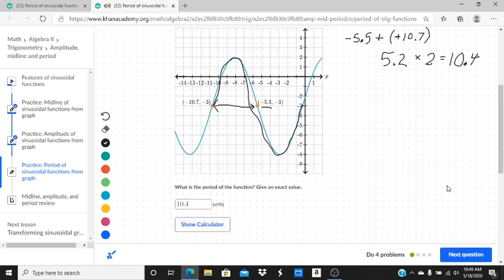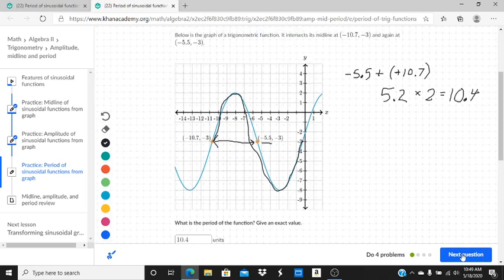Look at that, we've got energy points. Today is a good day. Let's try another one.